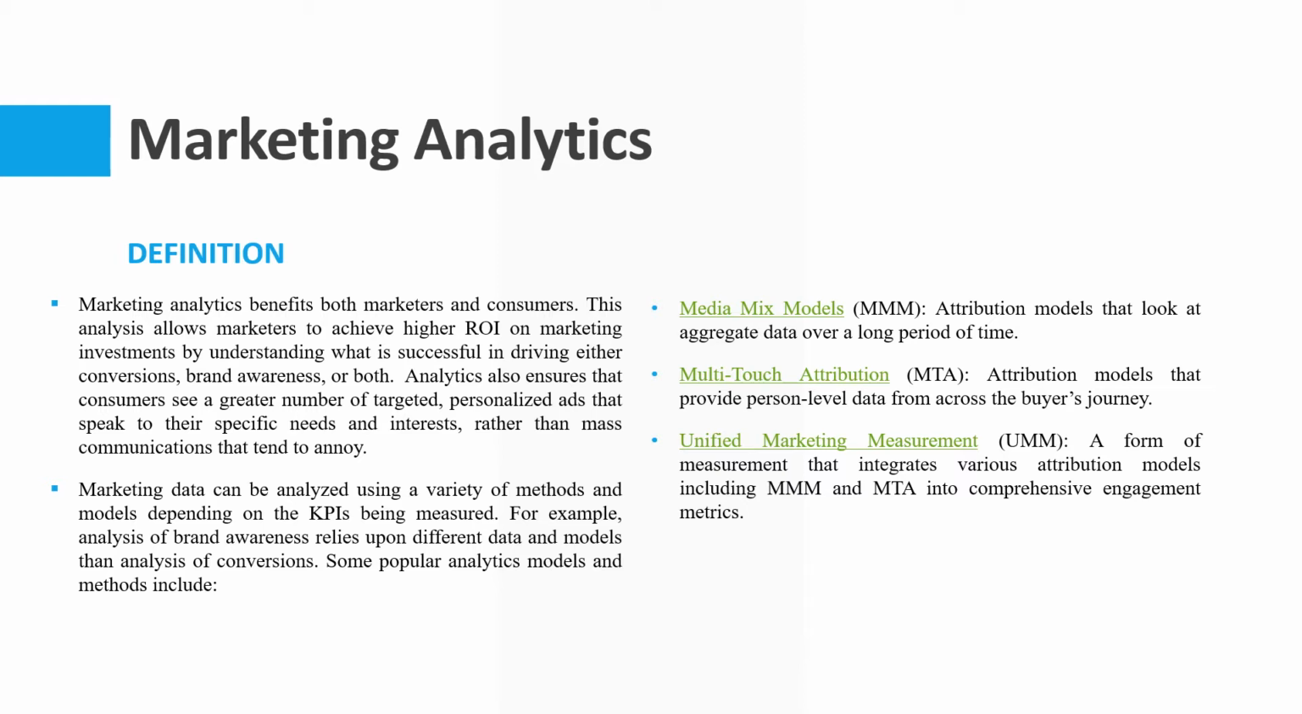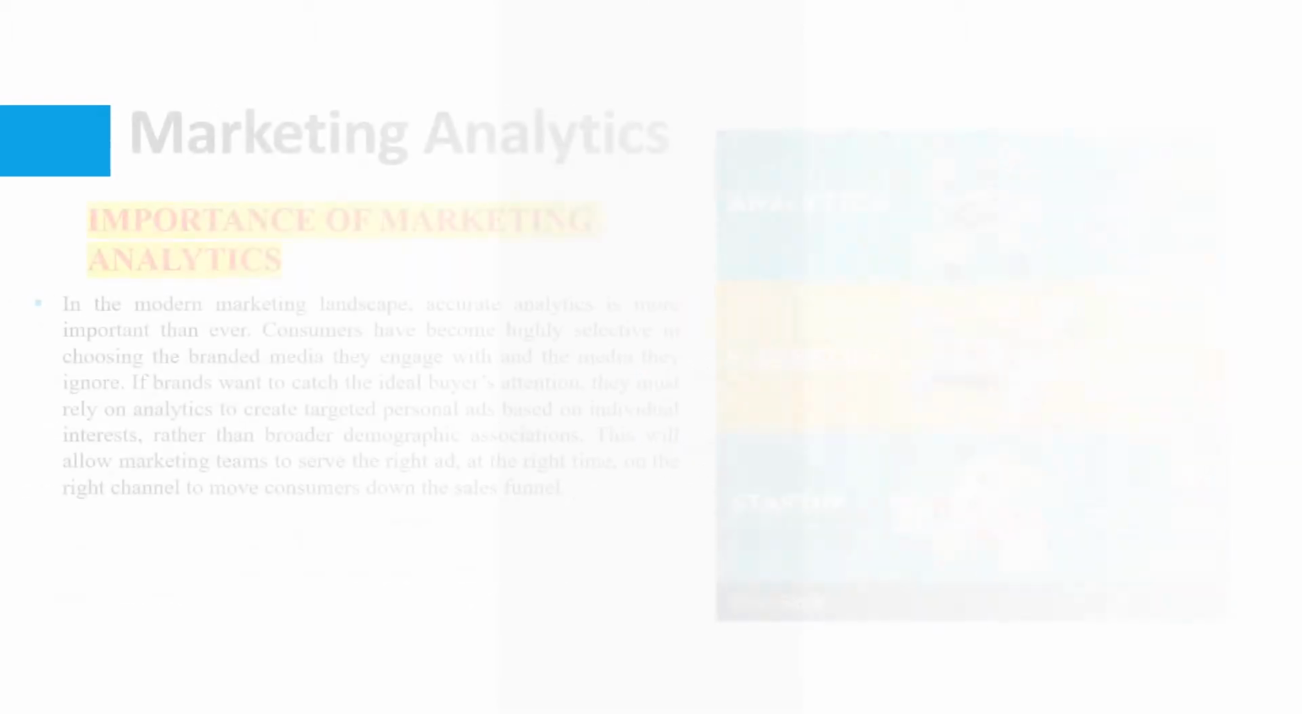Marketing data can be analyzed using a variety of methods and models depending on the KPIs being measured. For example, analysis of brand awareness relies upon different data and models than analysis of conversions. Some popular analytics models and methods include media mix models, MMM, attribution models that look at aggregate data over a long period of time, multi-touch attribution (MTA), attribution models that provide person-level data from across the buyer's journey, unified marketing measurement, a form of measurement that integrates various attribution models including MMM and MTA into comprehensive engagement metrics.